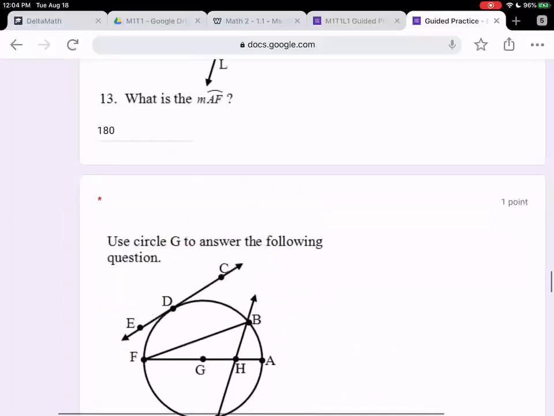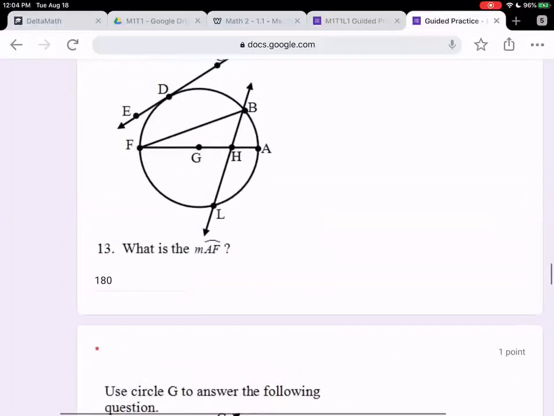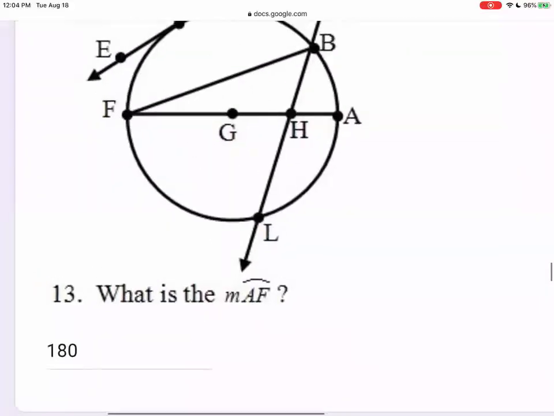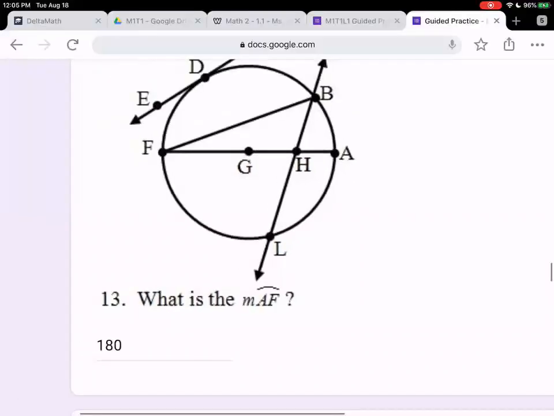What does the M stand for in 13? Good question. The M stands for measure. So the measure of arc AF, sorry. The curvy line says arc, and the M stands for measure. When I ask for the measure, we want a number, like how many degrees it was. The measure of arc AF, and then we said 180.